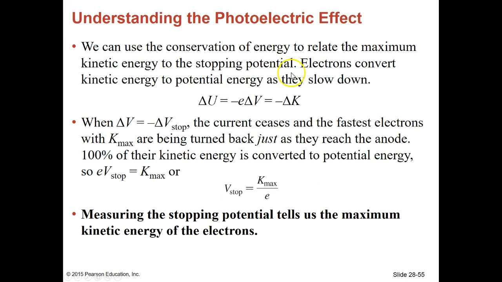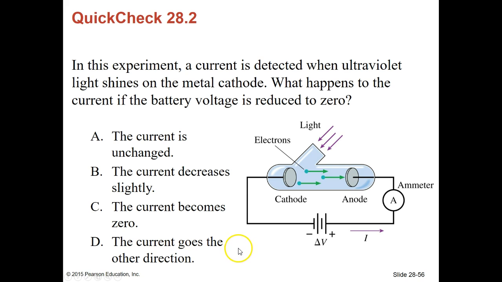We can use the conservation of energy to relate the maximum kinetic energy to that stopping potential. So electrons will convert kinetic energy to potential energy as they slow down. So when the change of potential is equal to that stopping potential, then the current ceases and the fastest electrons are just being turned back. 100% of their kinetic energy is converted back into potential energy. So here we say that the stopping potential is equal to the maximum kinetic energy divided by the elemental charge. So if we measure the stopping potential, that tells us the maximum kinetic energy of the electrons themselves.